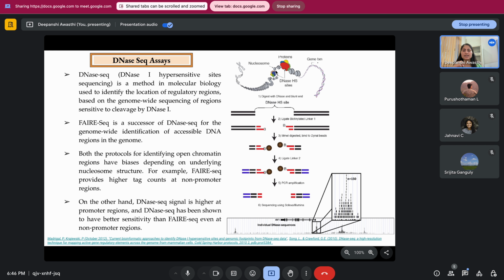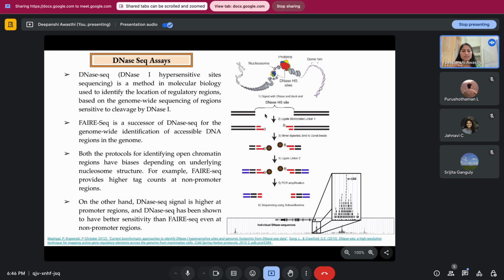Those sites are referred to as hypersensitive sites, and DNase-Seq is mostly used to identify the locations of these regulatory regions, which regulate the expression of genes, based on genome-wide sequencing of regions which are sensitive to cleavage by DNase I. DNase I will be able to cleave those sites where fewer nucleosomes or fewer proteins are present and the DNA is accessible. Those sites can be degraded with DNase I, which is an enzyme. It will cleave the hypersensitive site.